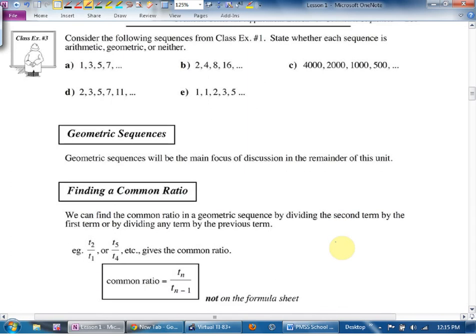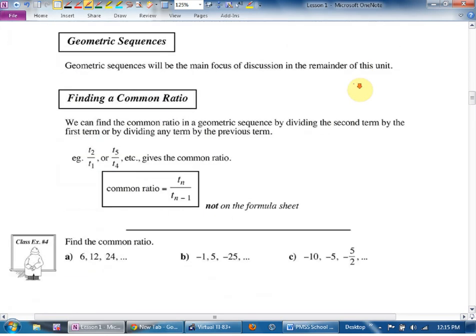Example 3 says, classify the following as arithmetic, geometric, or neither. I'm just going to circle the geometric ones. This one here, you're multiplying by 2. This one here, you're multiplying by a half. Those are the two geometric ones. So geometric sequences are what we're going to focus on for the next 4 lessons.